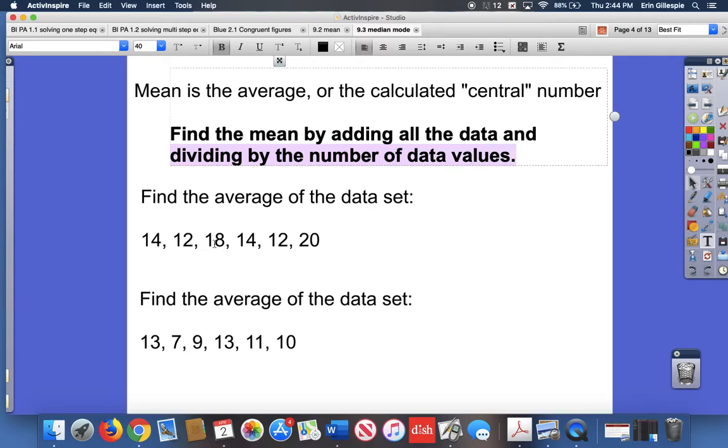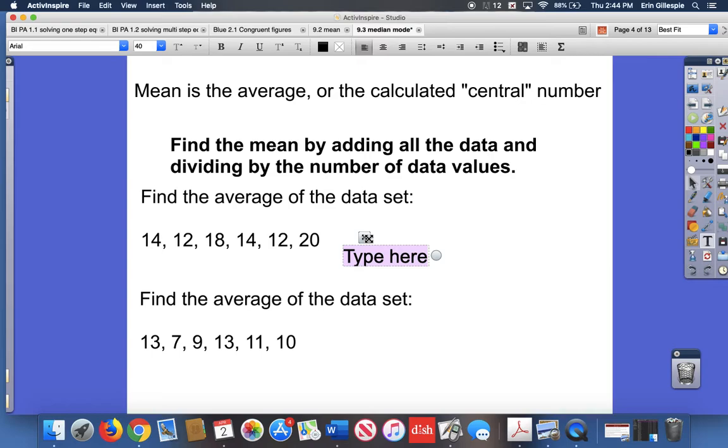So if I want to find the average of this data set here, I'm just going to type what I would do because it would be too hard for me to write this out. And you guys can use your calculators for this, but you still would want to show your work on your project. So you'd want to write out what you're doing, and then you can use your calculator to get the answer. But it would be 14 plus 12 plus 18 plus 14 plus 12 plus 20. I'm going to double check my data set. 1, 2, 3, 4, 5, 6. Okay, so that's everything, okay?